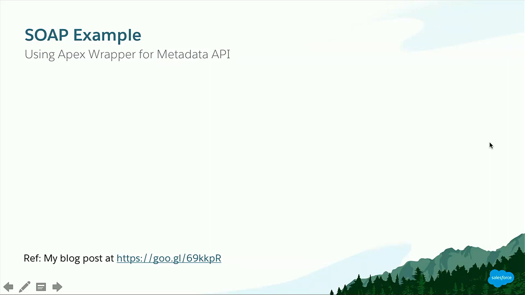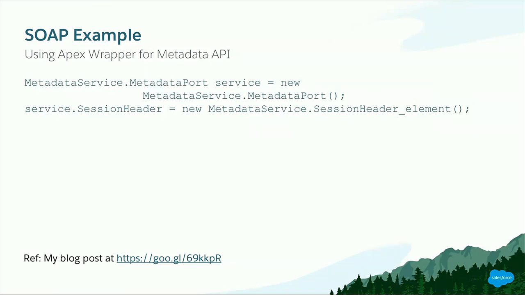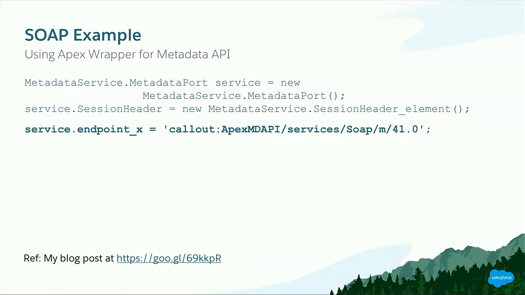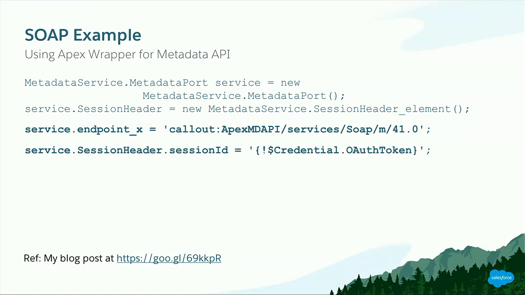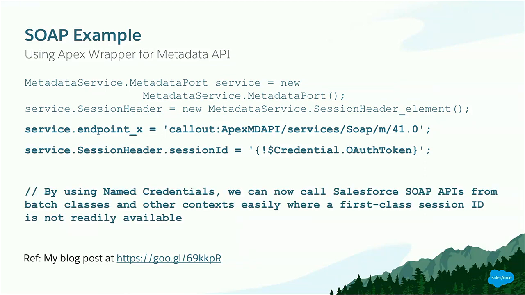So here's a really quick example. I've got a post on our company blog about using this, and this is using the Metadata API wrapper for Salesforce, where we can basically instantiate that. We set the endpoint to our named credential, set the session ID here to our OAuth token from the named credential, and away we go. We can access Salesforce SOAP APIs without having to hard code usernames and passwords, manually go through the login process or anything like that. Those 2 lines of code is what it all takes.